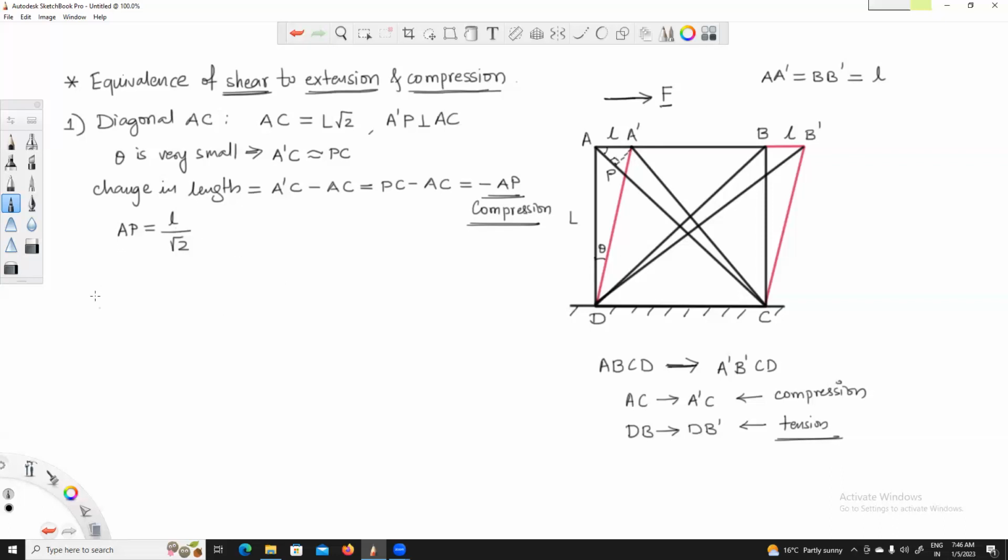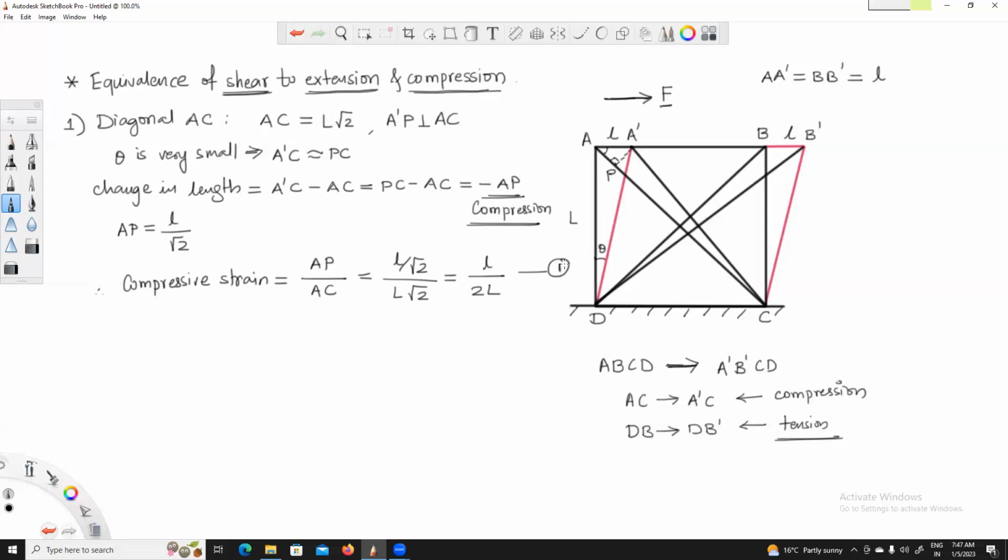And let me find now the strain. So this is compressive strain because this is under compression, and this is equal to the change in length AP divided by the original length, the diagonal AC. So I have got L divided by root 2, the change in length, divided by capital L times root 2. If you simplify this, you get l over 2L. Let me name this equation 1.